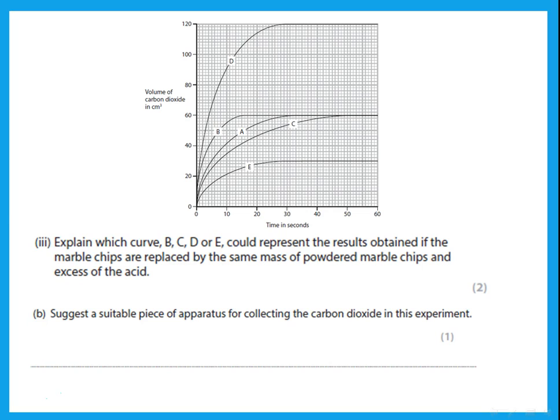Okay, the other question on the same curve says explain which curve could represent the results obtained if the marble chips were replaced by the same mass of powdered. So he's using the same mass, but instead of marble chips, he's using powdered. So you think powdered is faster or slower? Powdered is faster. Same initial mass means I need the graph that is faster with the same final volume of gas. So that is curve B. It has a steeper curve, so that's the faster reaction, and it will give the same final volume.